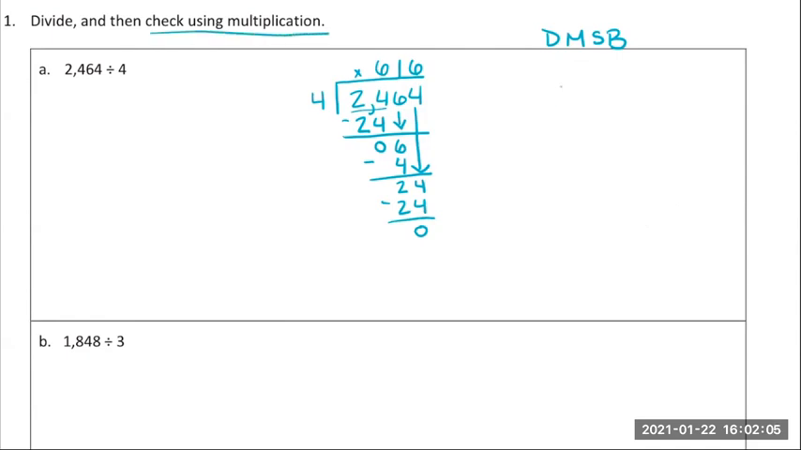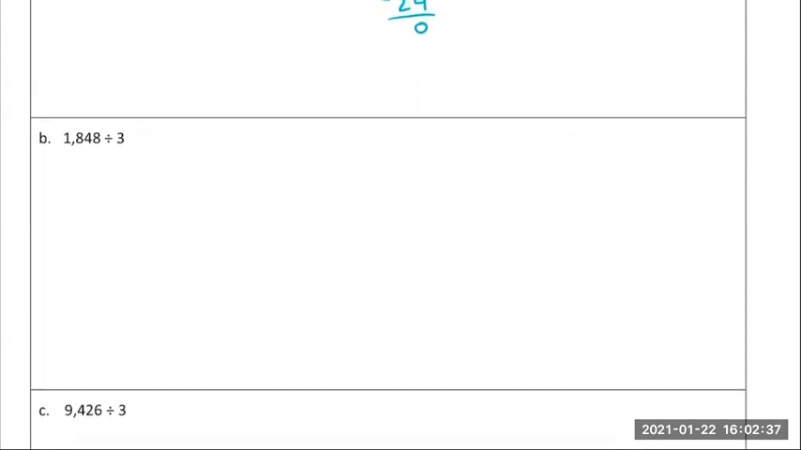Then it says check using multiplication. So I'm looking for you to be checking your work. 616 times 4. We're going to double check and make sure our answer is correct. 4 times 6 is 24. 4 times 1 is 4, plus 2 is 6. 4 times 6 is 24. So we have 2,464. We started with 2,464, so we are correct. Okay, next question.